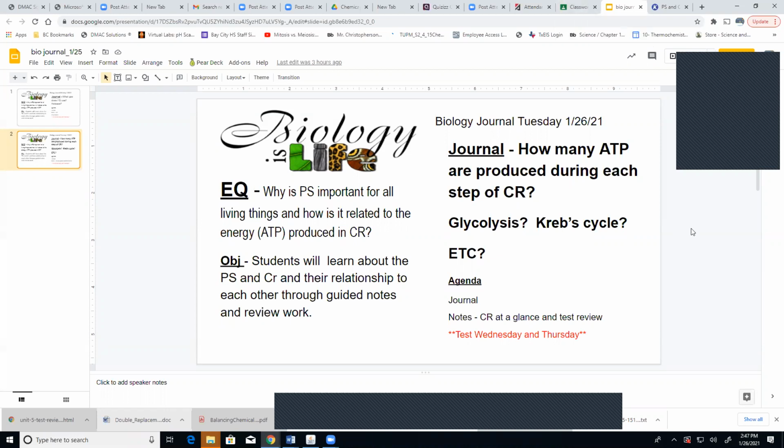Oh, Krebs gives us 2. Glycolysis 2, Krebs cycle, and then the ETC, the electron transport chain, gives us 32.